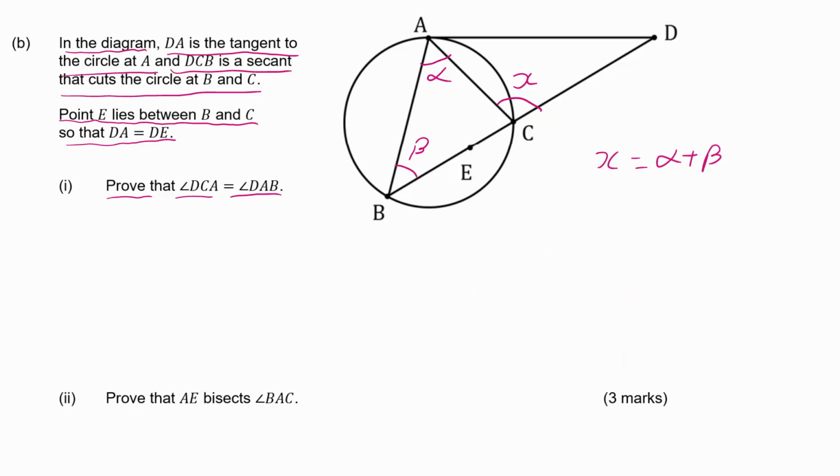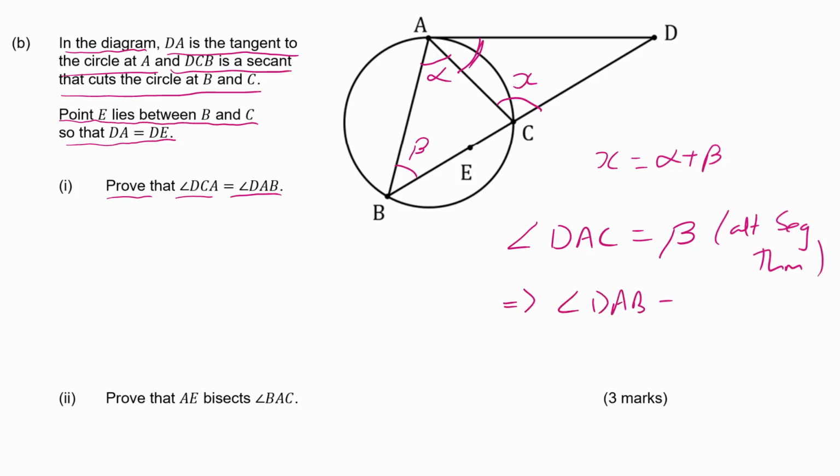Now, angle DAC, which is this angle here, is also equal to beta. That's because AD is a tangent, so I'm using the alternate segment theorem. And that means that angle DAB is equal to alpha plus beta. And we can see that on the diagram.